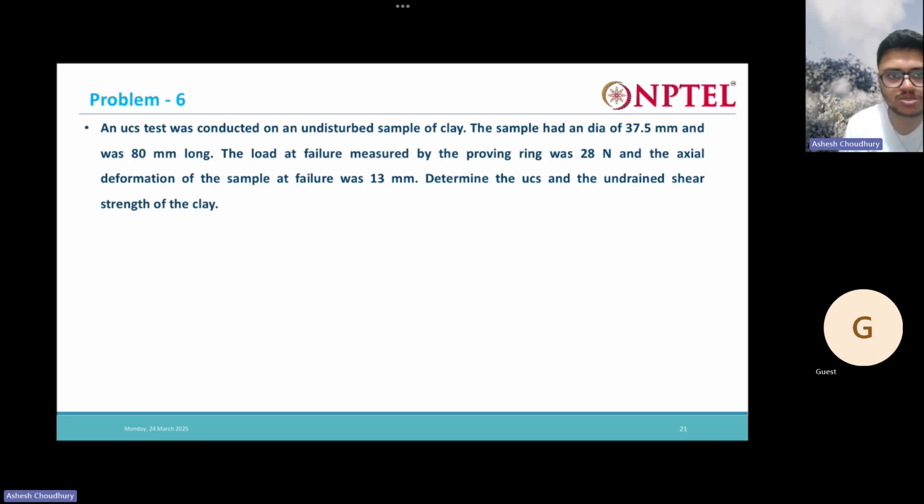So the results of a UCS test, the values that were extracted from the UCS test, are given. From there, you need to determine the UCS and the undrained shear strength. Okay.